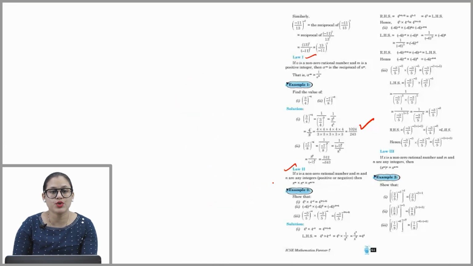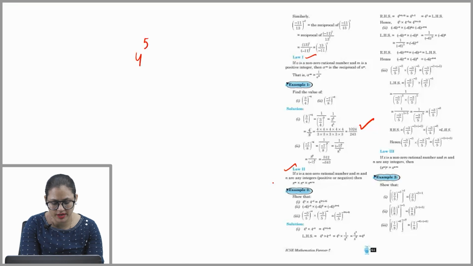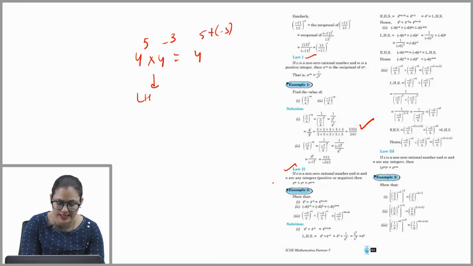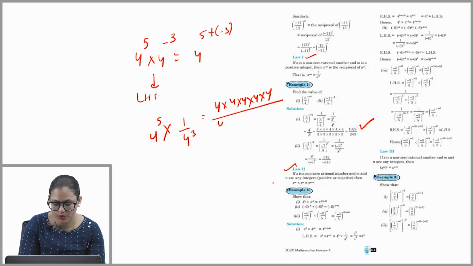So we have to show that 4 raised to the power 5 into 4 raised to the power minus 3 is equal to 4 raised to the power 5 plus minus 3. First we will take this side, that is LHS. 4 raised to the power 5 into, we will take the reciprocal of this, 1 by 4 raised to the power 3. So 4 into 4 into 4 into 4 into 4, 5 times, and 4 into 4 into 4, 1 2 3, 1 2 3. So 4 raised to the power 2.